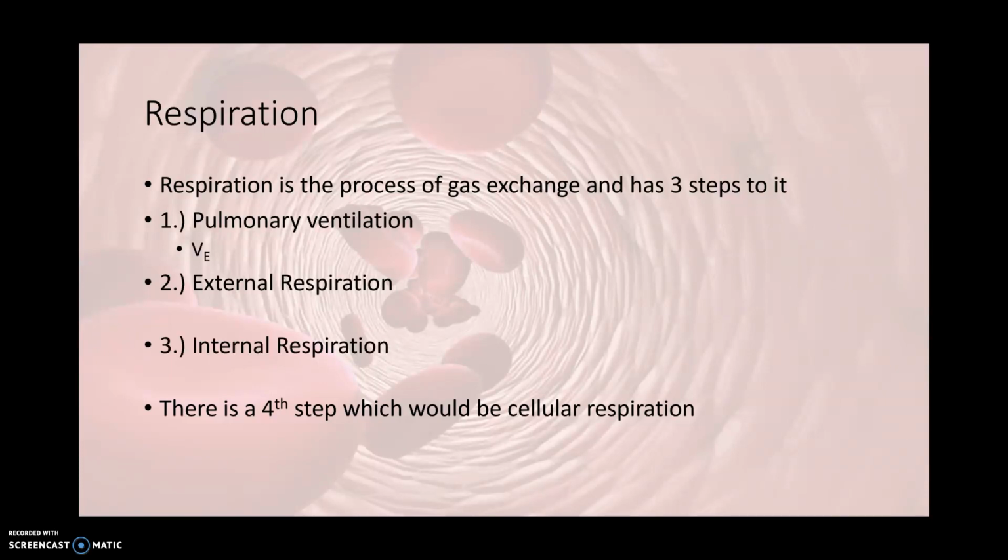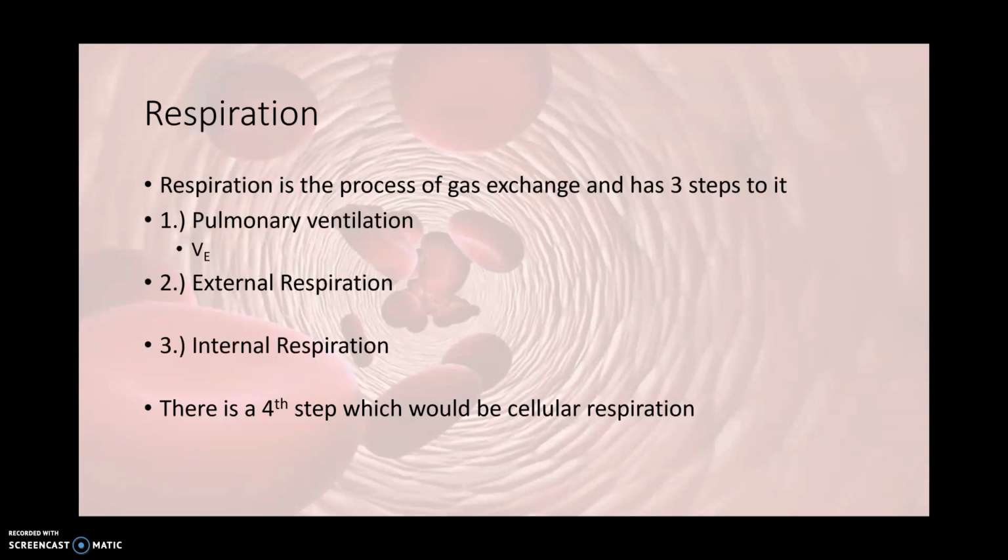Three, internal respiration is the exchange of gases between the systemic capillaries and the tissue cells, right? So once we get the air from the air sacs of the lungs into the pulmonary capillaries, now we have the oxygen within our system. Internal respiration then is the exchange of gases between the systemic capillaries, which have that oxygen, and the tissue cells, right? Or just the exchange of gases. It doesn't necessarily just have to be oxygen.